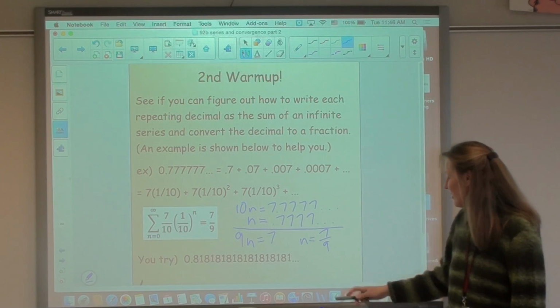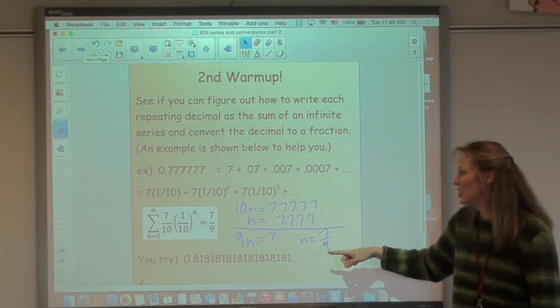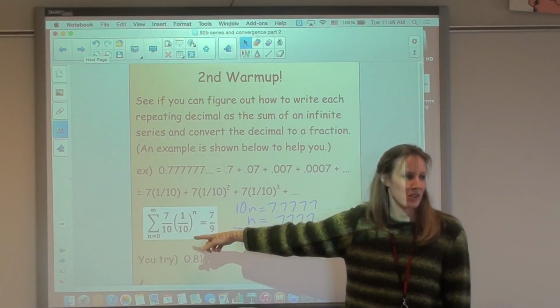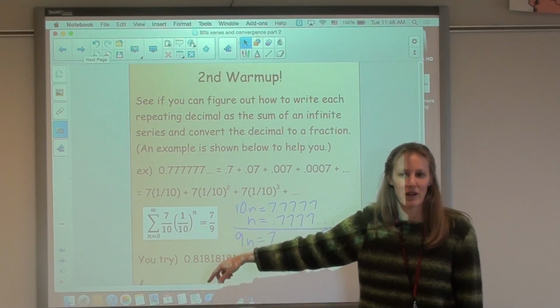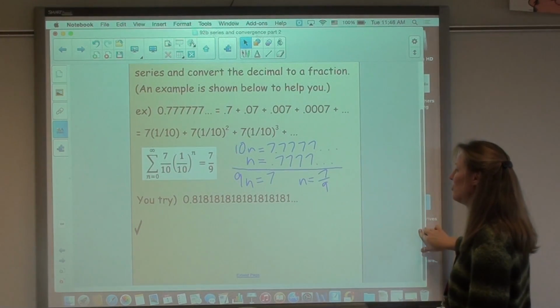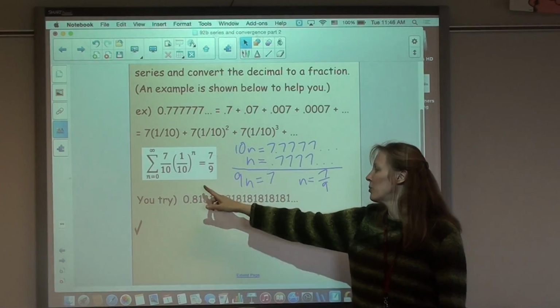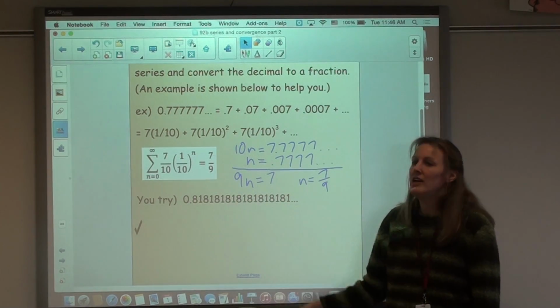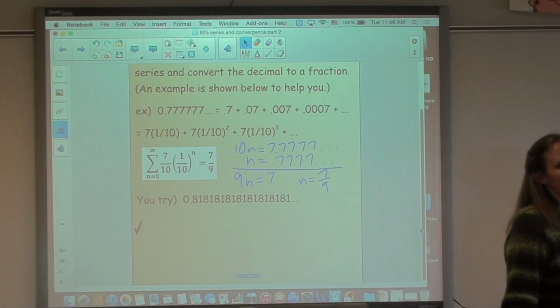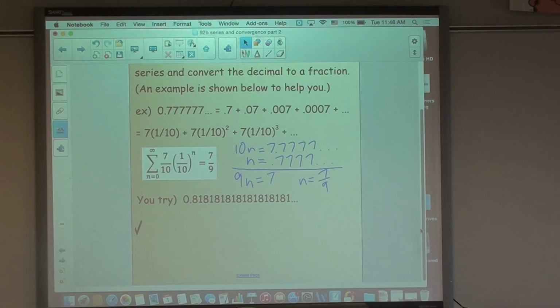But anyway, that's the old school way to convert a decimal to a fraction, but we're going to do it the geometric series way to convert a decimal to a fraction. But you can do this to check if you want. So, I want you to take a minute in your groups. This one's a tiny bit harder because it's not just 0.88888, it's 0.818181. So your r might not be a 10th. So just kind of think about it for a minute, discuss amongst yourselves, see if you can figure it out.